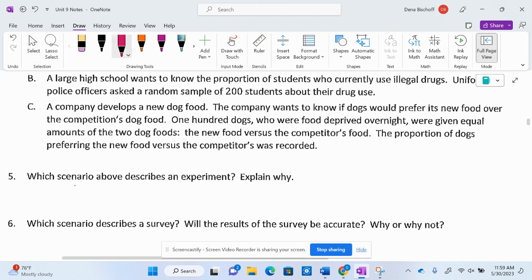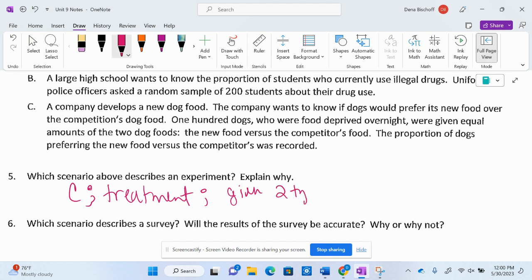Yeah, C is the experiment. C is the experiment. What's the treatment? Yeah, so all of the dogs were not given any food. That's not really the treatment. The treatment is that we were given what? Yeah, you were given different types of dog foods, given 2 types of food to see which one did best. So the choice between the new food and the competitor's food, and then their preferences were recorded.